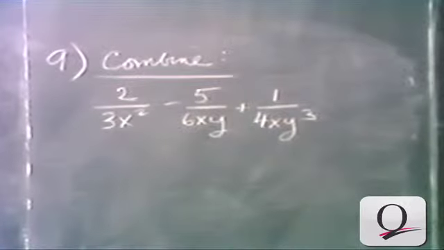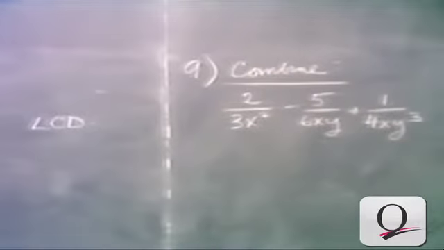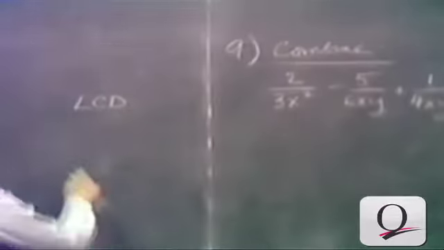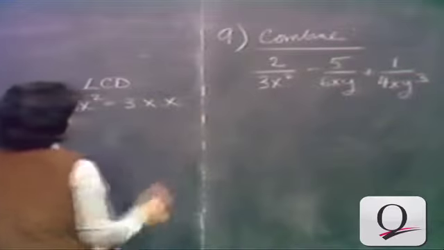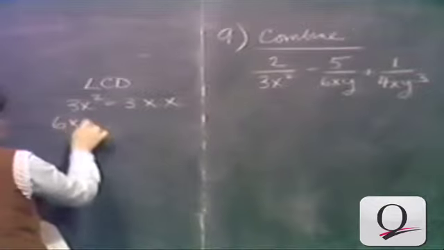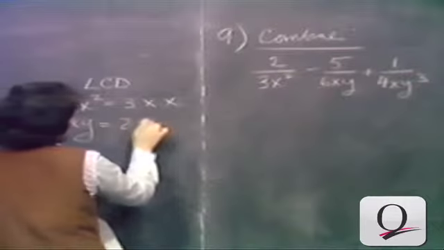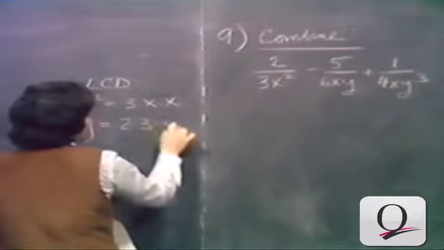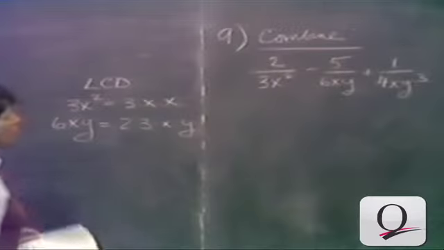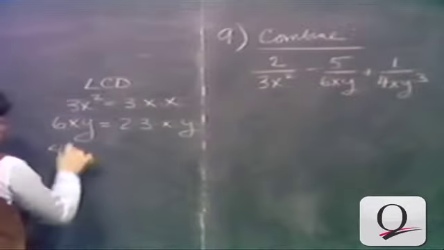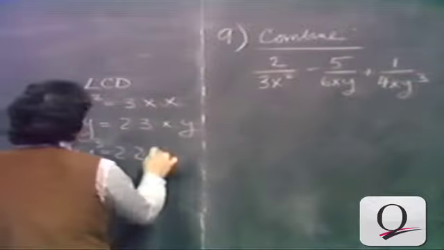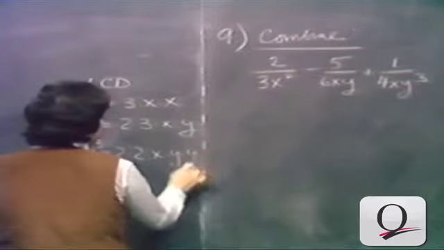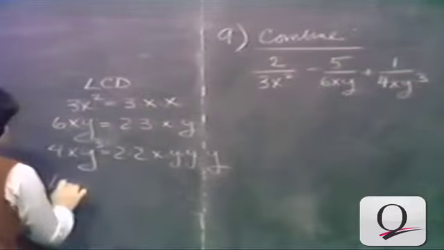To find the LCD, we will factor each denominator completely. 3x squared is 3 times x times x. 6xy is 2 times 3 times x times y. 4xy cubed is 2 times 2 times x times y times y times y.